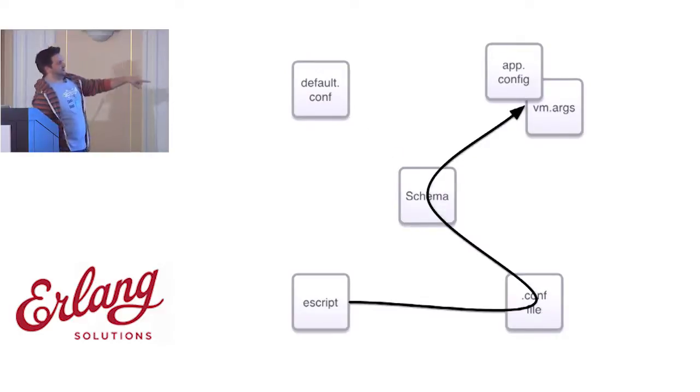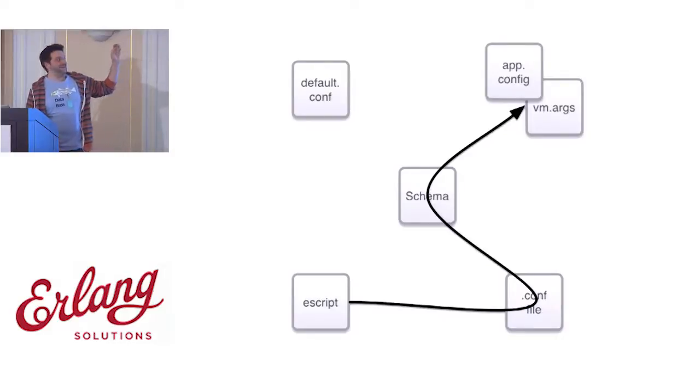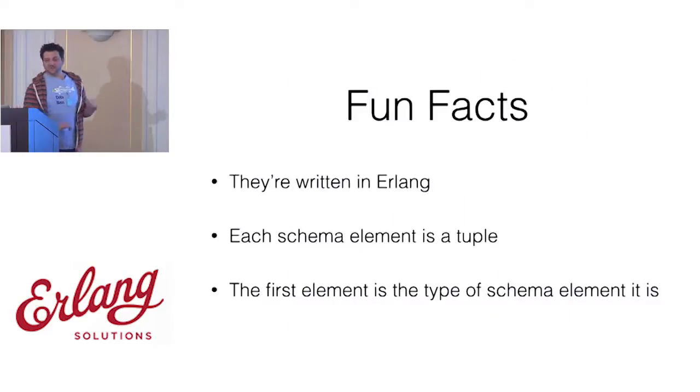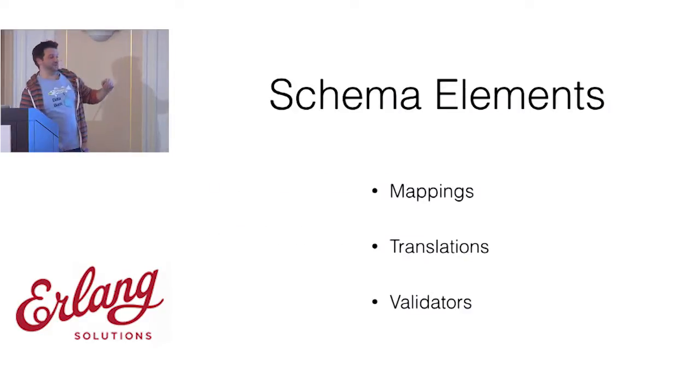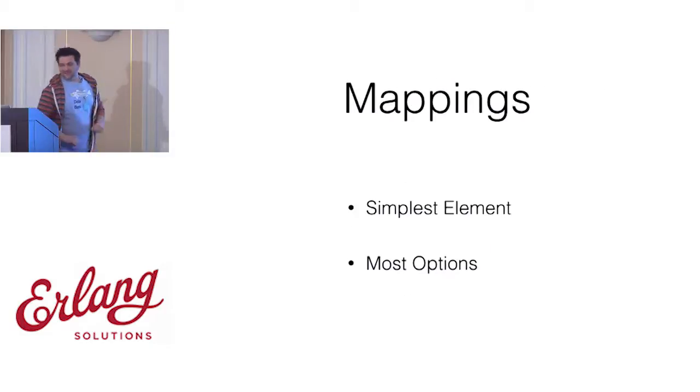The other thing it does is it reads in a user's conf file at start time. It reads in the schema, and it converts that into an app config and vm.args that we're going to use to start your application. So fun facts about schemas, they're written in Erlang. Each schema element is a tuple, and the first element in each tuple is the type of schema element it is. Well, what even are types of schema elements? Well, there are 3. There are mappings, translations, and validators, and we're going to talk about them all.